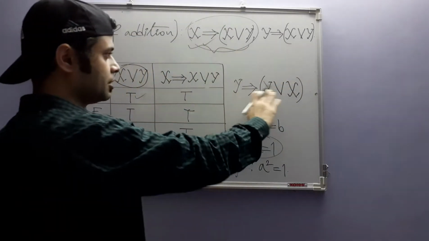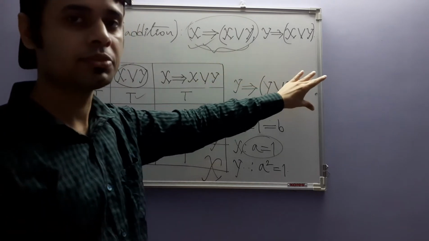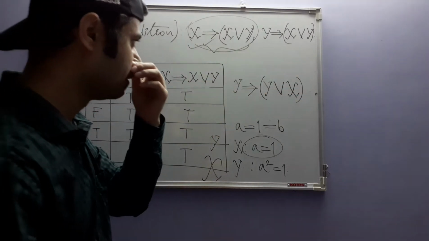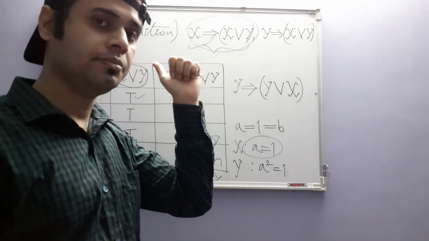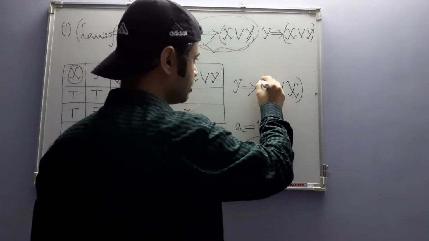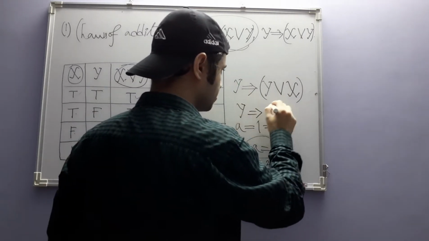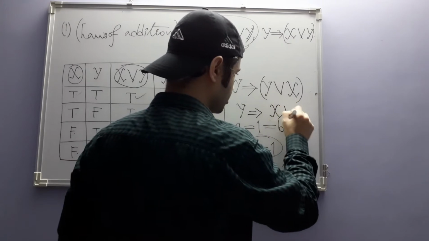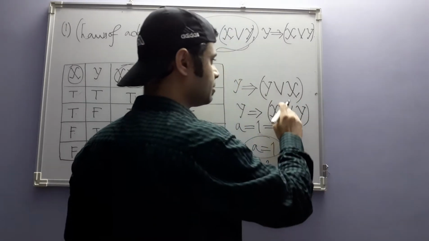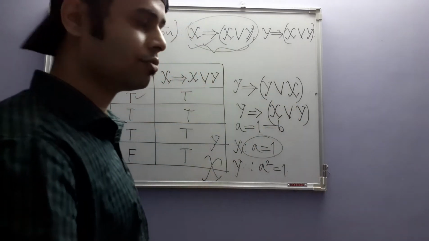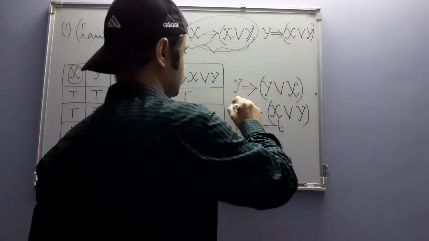So from this, actually these two are the same. We have just named them separately in a different manner. Now you recall the law of commutativity, which says that this is the same as x or y. X or y and y or x are logically equivalent. So in place of this, we can write this. So we get this.